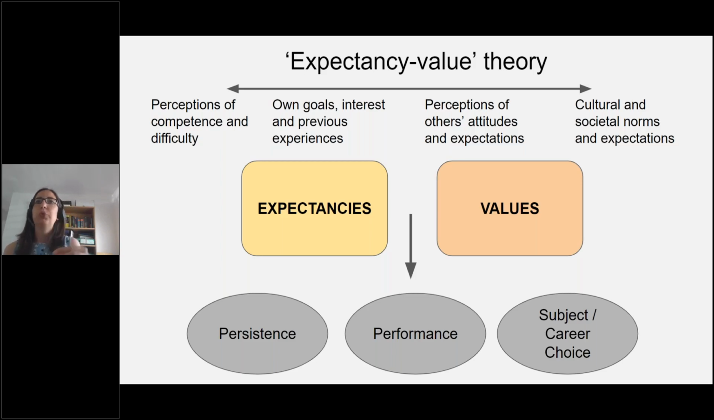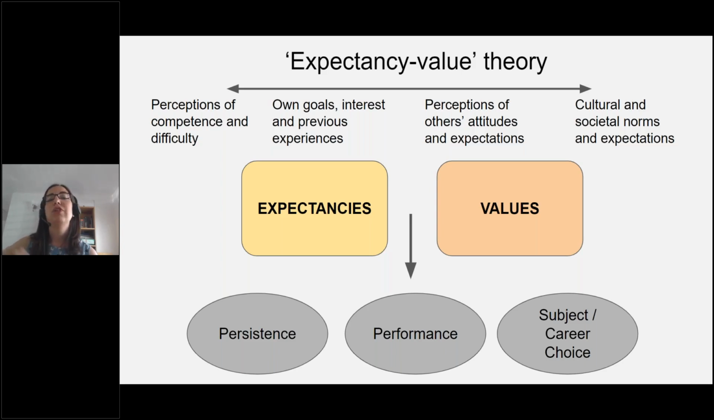So it links to your goals, really. Or if your parents or your teachers provide lots of encouragement and you feel that those people value that and think that you can do it. So that's how that can interact.